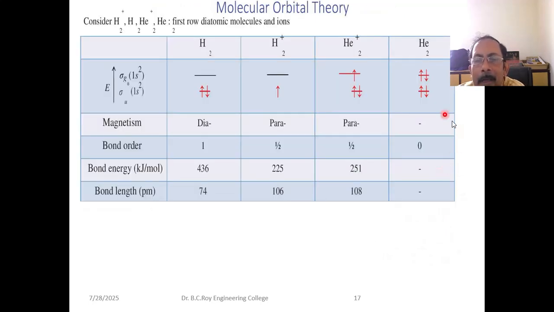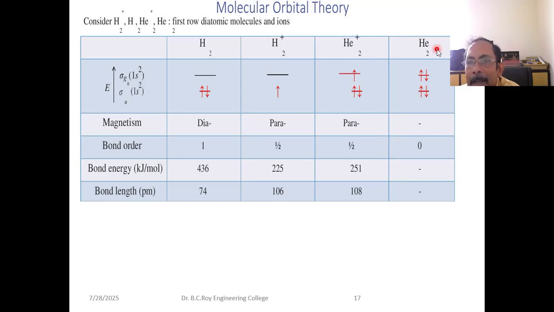So here is the comparison between H2, H2 plus, He2 plus and He2. What will be the magnetic property? H2 is diamagnetic. H2 plus is paramagnetic, because there is only one electron in the bonding orbital. He2 plus again has one anti-bonding electron in the sigma star orbital, and that's why it is paramagnetic in nature.